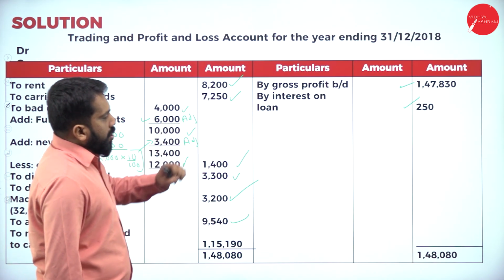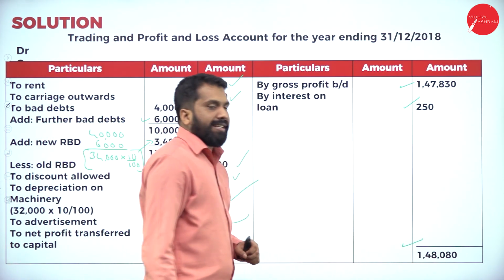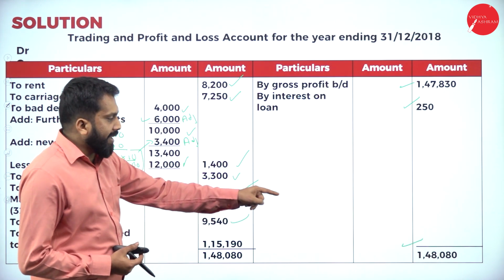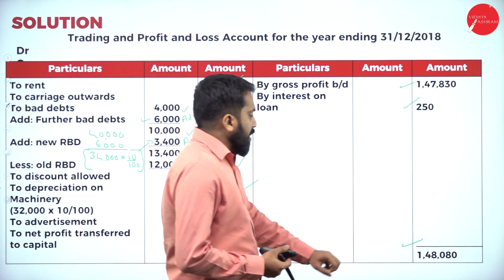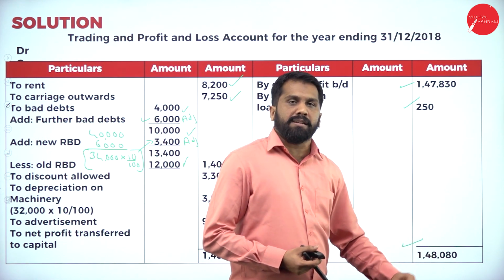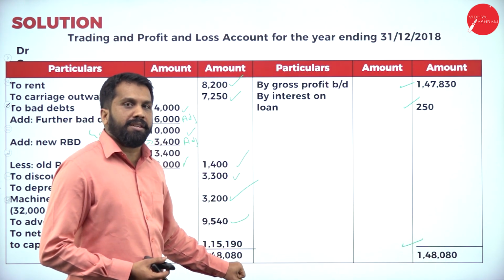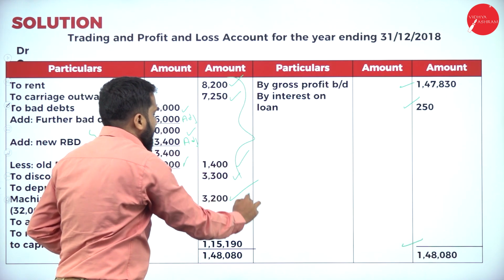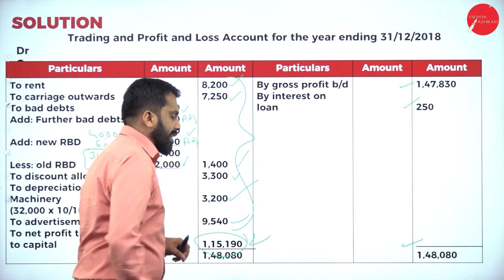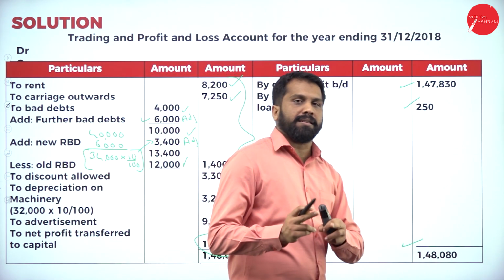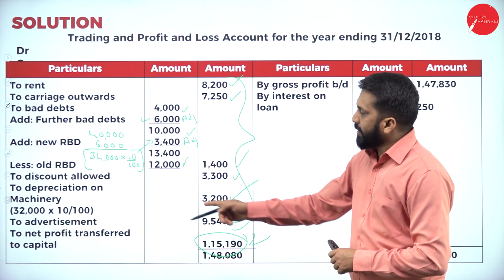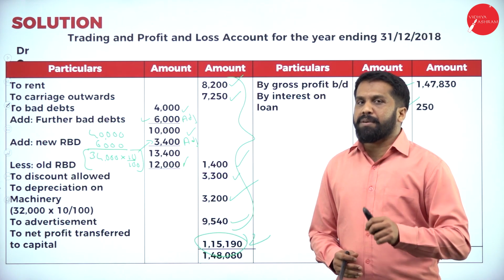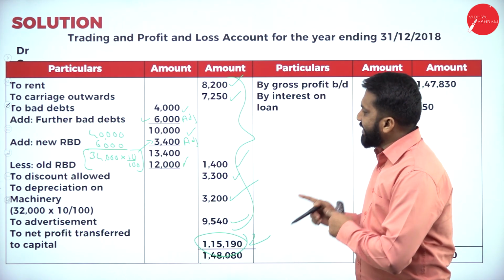Now, total we got 1,48,080. As I told you, you have to see which side is more. Your credit side we are getting a higher value, 1,48,080. Same answer, copy and paste here. From this, you minus everything. You will get 1,15,190. Clear? Yes. This we call net profit transferred to capital. Now, it is a little lengthy problem, but if you understand, it is the easiest one.